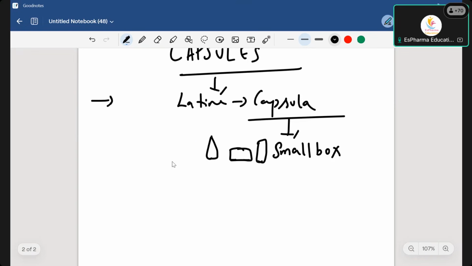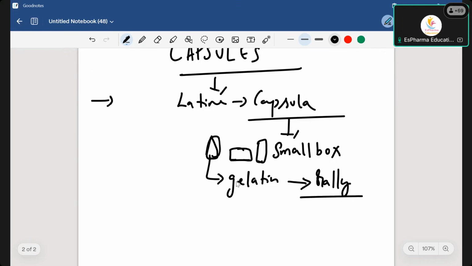It is a kind of edible package, which is made up of gelatin. Means the capsule shell is made up of gelatin. The entire capsule is not made up of gelatin, right? The capsule shell is made up of gelatin, in which it is filled with medicines. That medication is in the form of either powder, granules, or pellets, etc. Mainly used for taking orally.